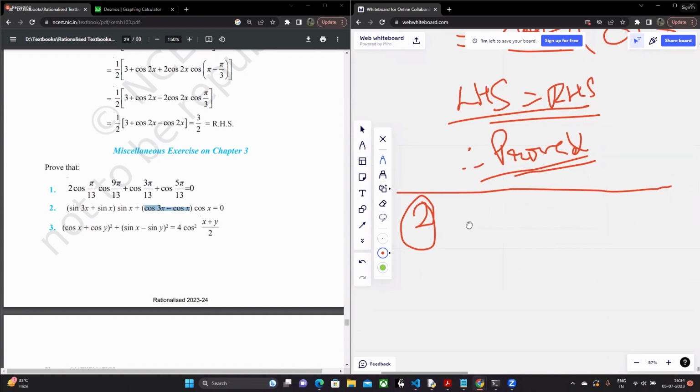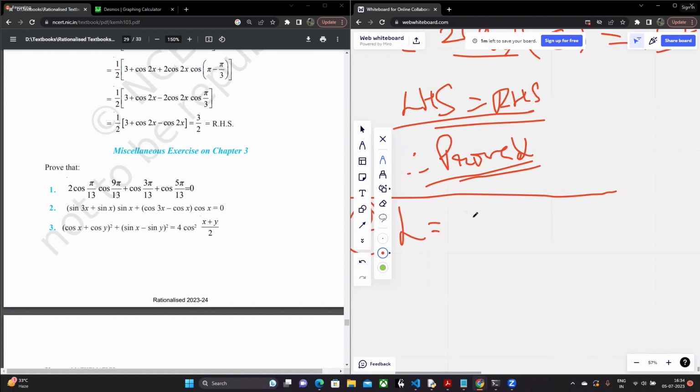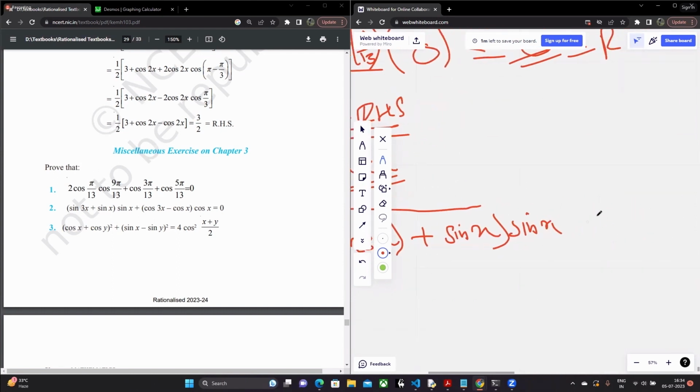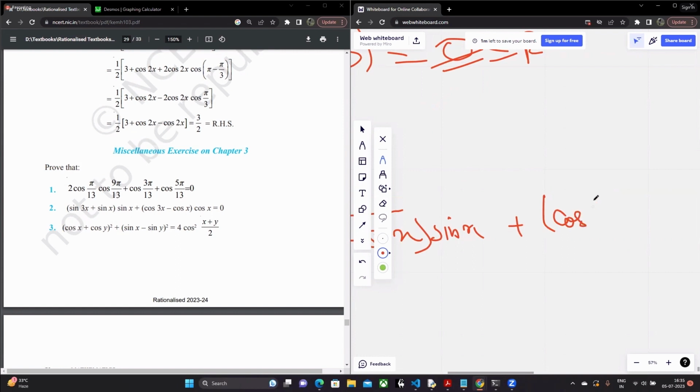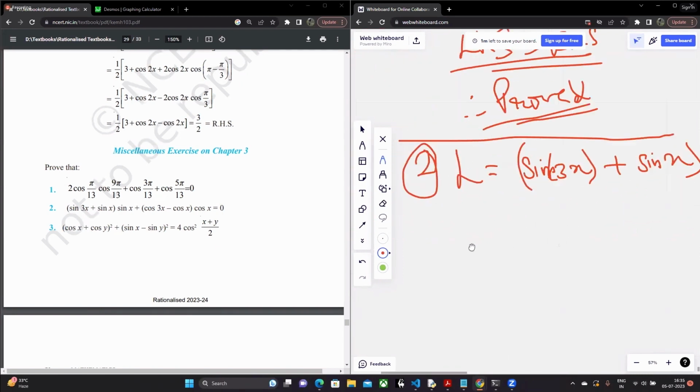The shorter way is to use a little bit of your brains, right? And multiply this, remove the brackets. So let me write the question. Left hand side is going to be sine of 3x plus sin x, times sin x, plus cos of 3x minus cos x, whole into cos x, right? This is going to be the left hand side.